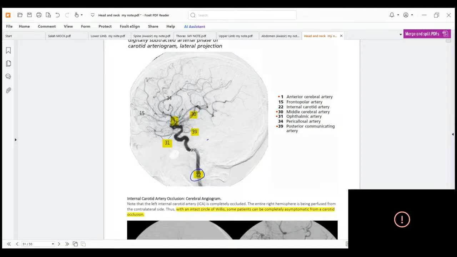And it is confusing. Anyway, so after entering the skull through the foramen lacerum, it will go over the foramen lacerum. Then it will give its first branch, that is the ophthalmic artery. First branch we know, ophthalmic artery. Then it goes a little forward. The forward branch is the anterior cerebral artery. So number 1 is going forward.